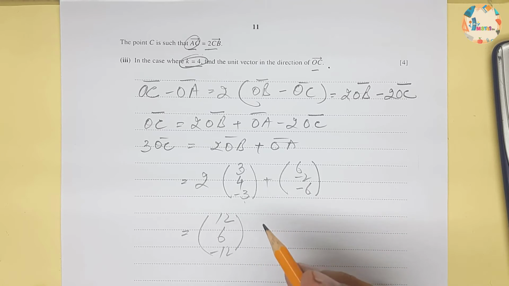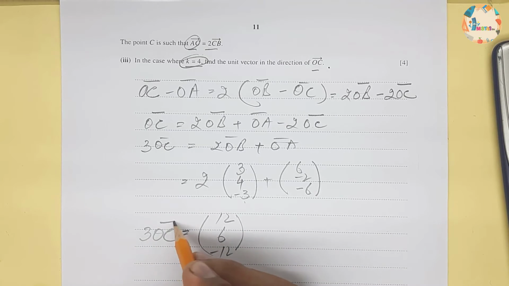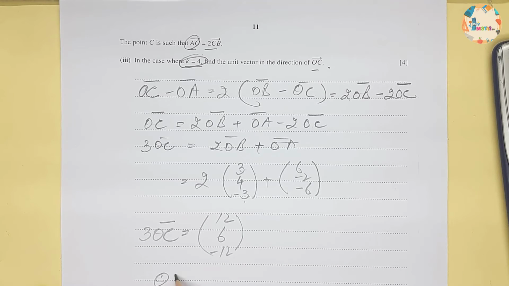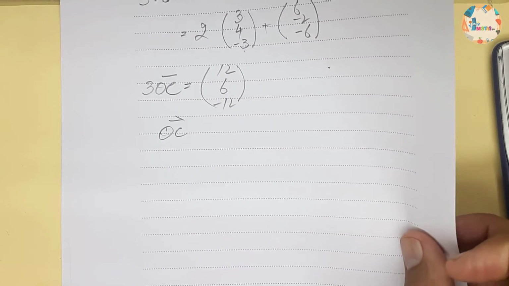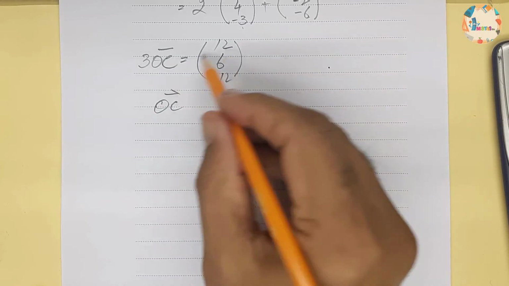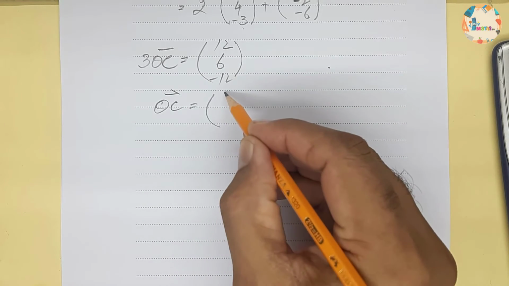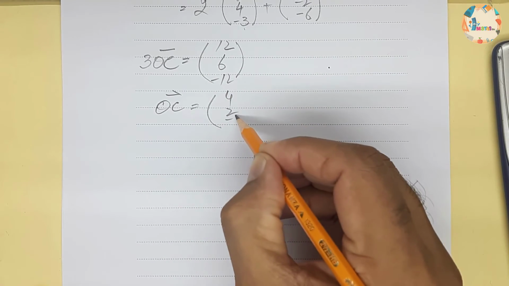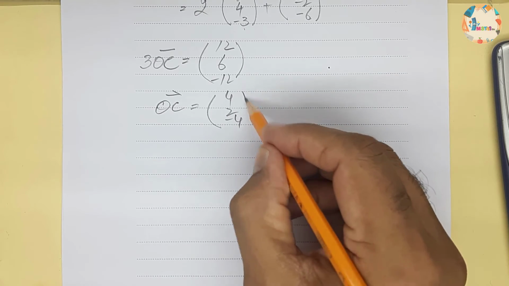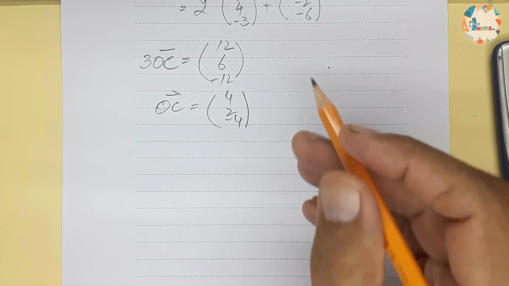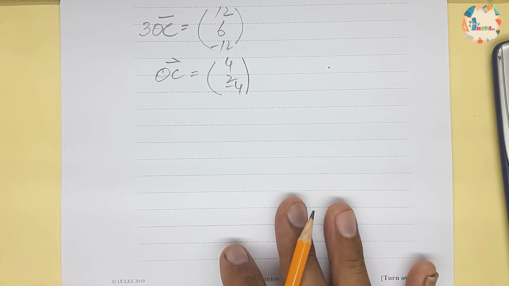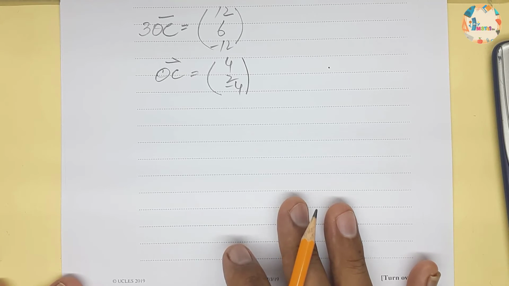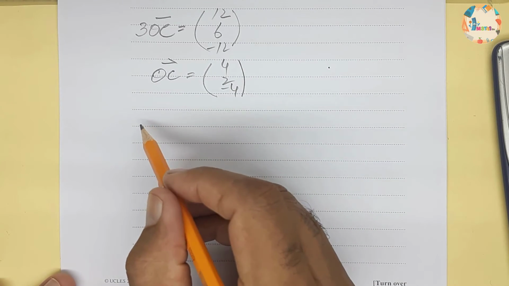Now this is our 3OC. Now we can shift the 3 to the side. OC will be everything divided by 3. So this will be 4, 2 and minus 4. This will be our OC. Now we have to find the direction only, and the OC vector, you know, has magnitude and direction. So vector divided by its magnitude will be the direction.